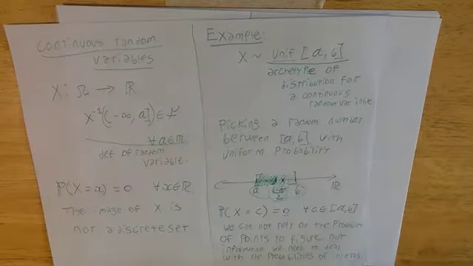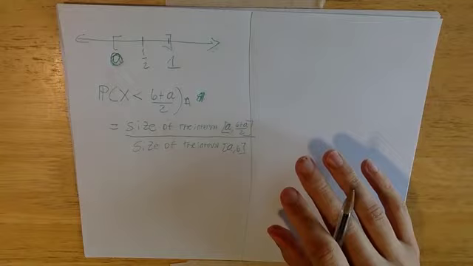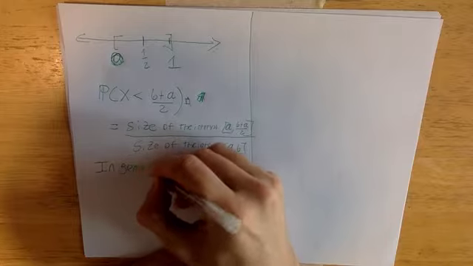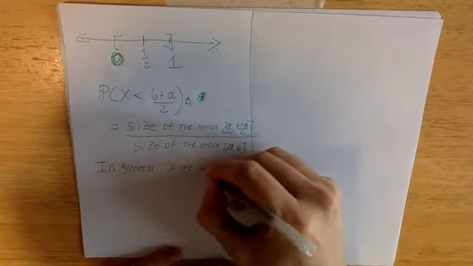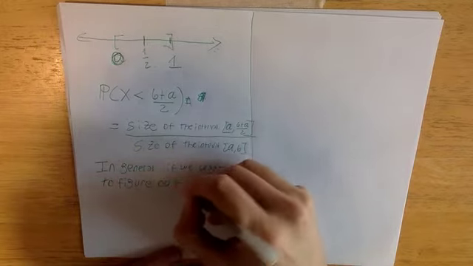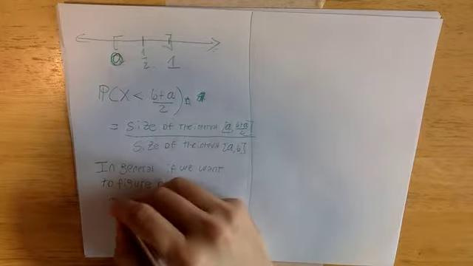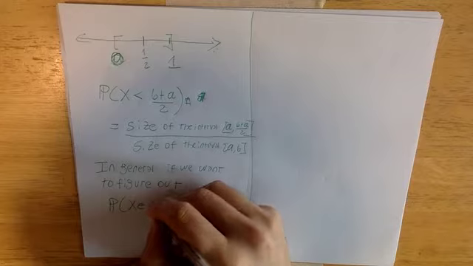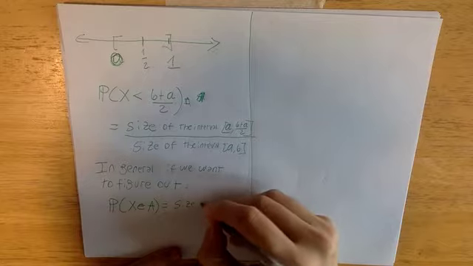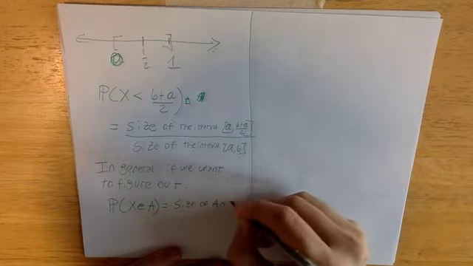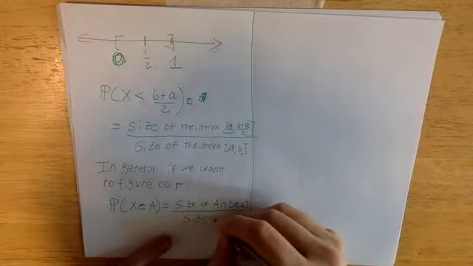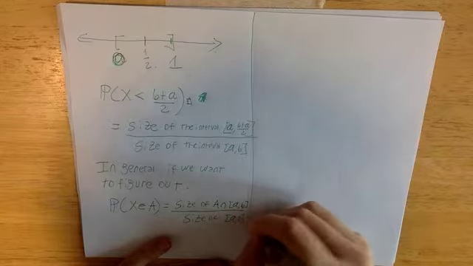So in general, if we want to figure out the probability that X is in a set A, this would be the size of A intersected with the interval AB, over the size of AB.